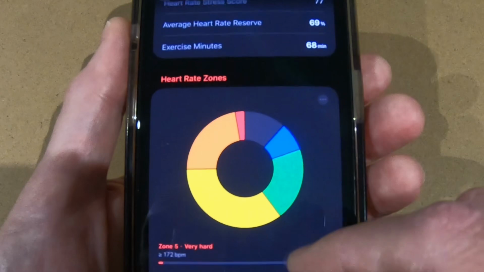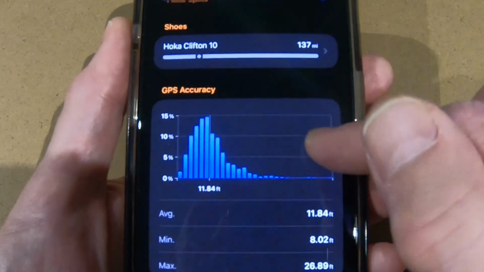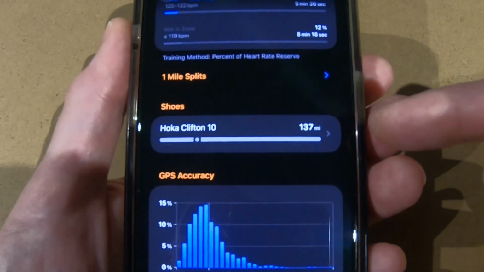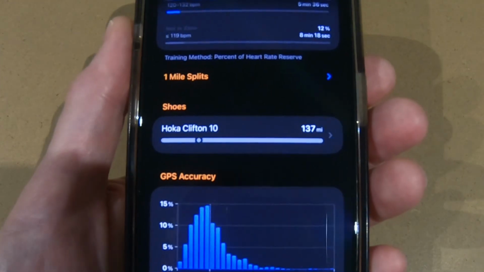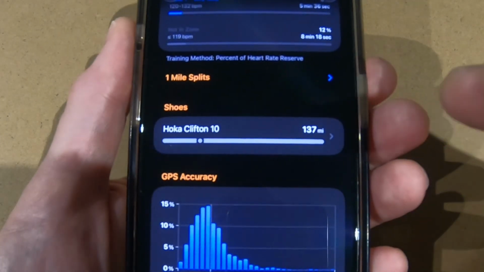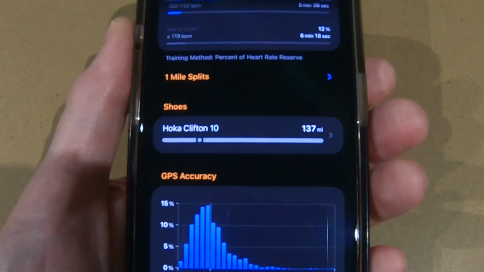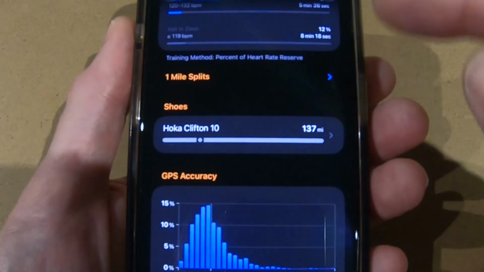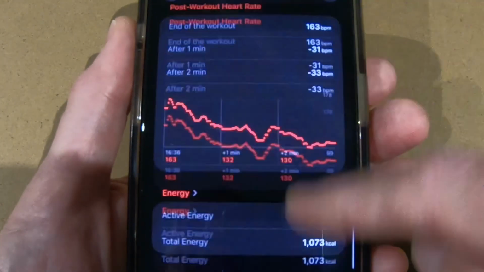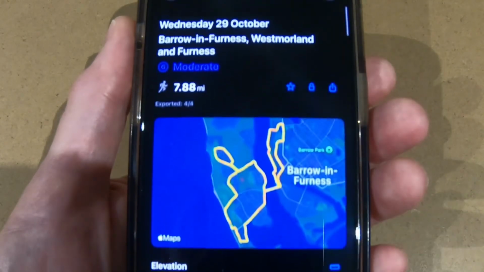Then there's training load, and again, your heart rate zones. It'll even track your shoes. So if you put your shoes in, I'm running in Hoka Clifton 10s, and at this point on this day, I'd run 137 miles in those Clifton 10s. So lots of information around the activity.